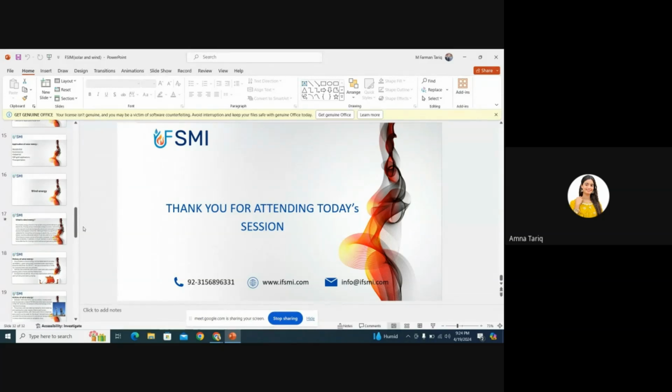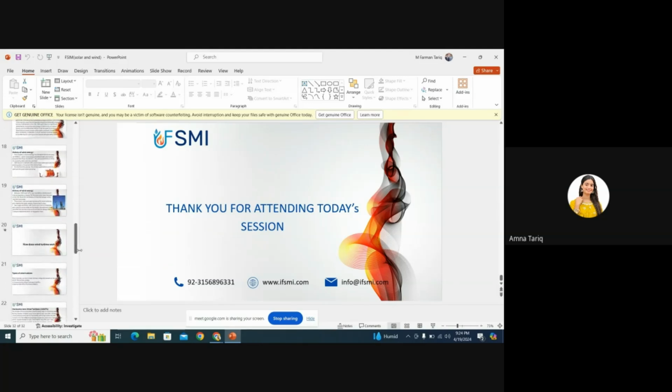Next, we studied wind energy. First, we studied what is wind energy, the history of wind energy, and what types of wind turbines there are. We studied two types, horizontal and vertical. Then we also saw the advantages and disadvantages of horizontal and the advantages and disadvantages of vertical. And we also studied wind farms, onshore and offshore.